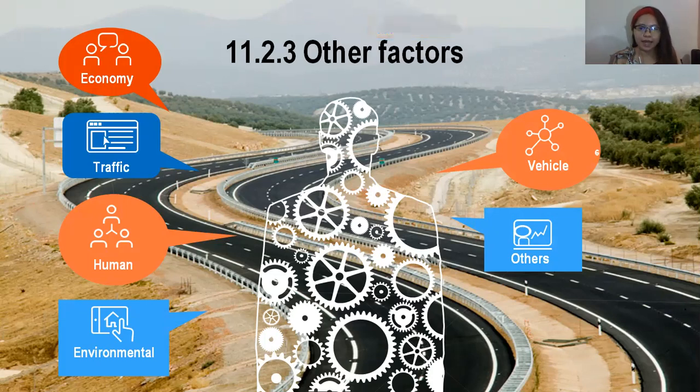And lastly, the others. Geometric design should be such that the aesthetics of the region is not affected. So aesthetics is still important since it can be a source of tourism.